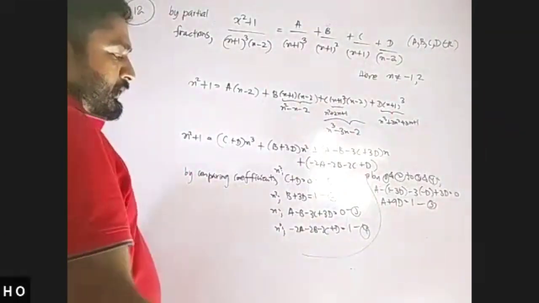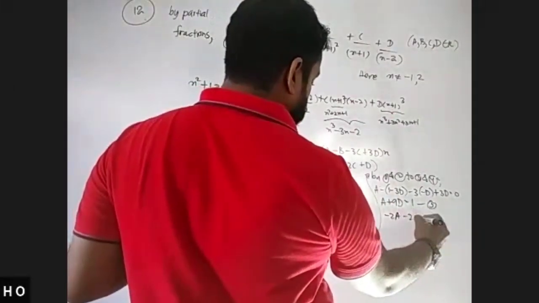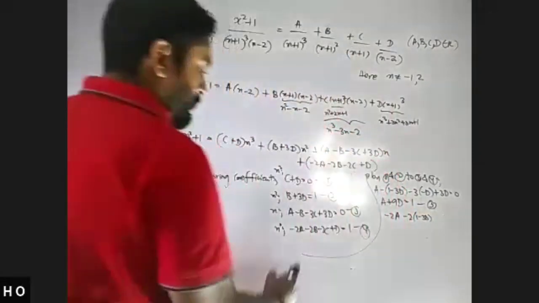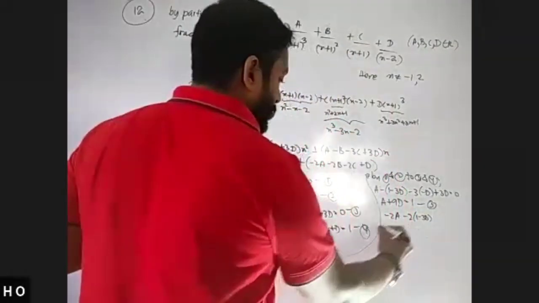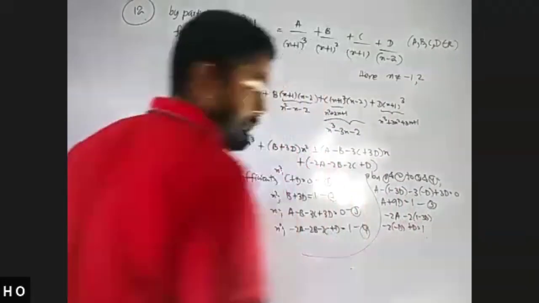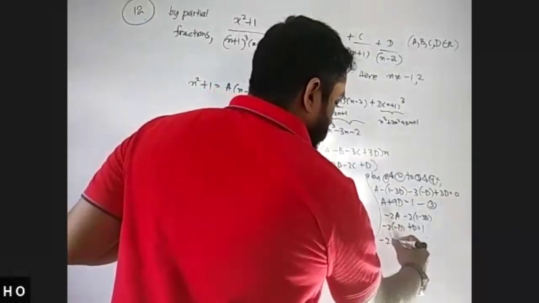Right? So the next, minus 2A minus 2B is 1 minus 3D. Minus 2C is minus 2C is minus D. Plus D is 1. Clear? There, minus 2A is here.